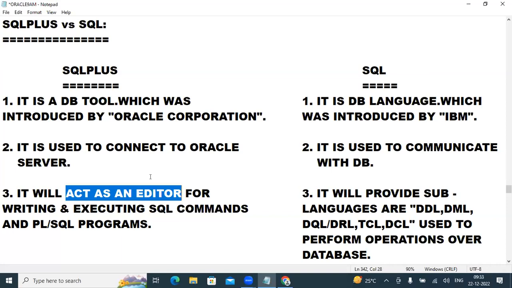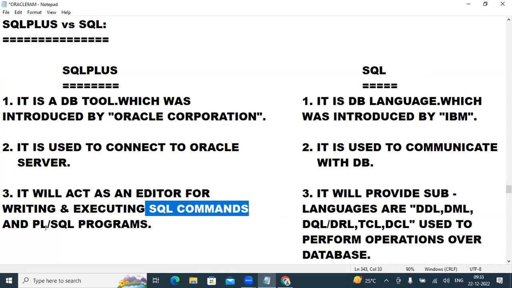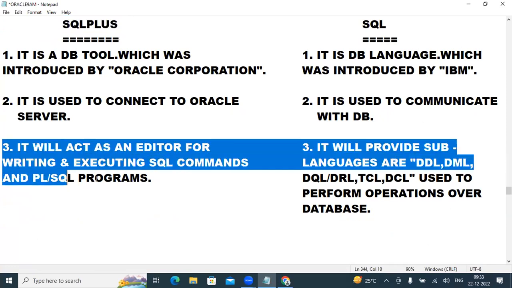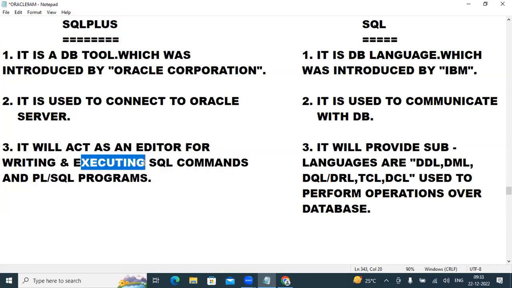Same as if I want to write my SQL commands and also PLSQL programs, where can I write? What is my editor? My editor is also SQL Plus. This is the tool I can use for connectivity purpose, and also for writing and executing my programs. Not only writing, executing also we can perform under SQL Plus.